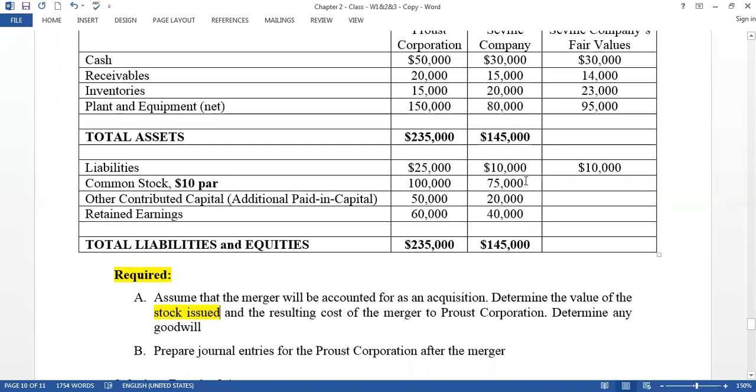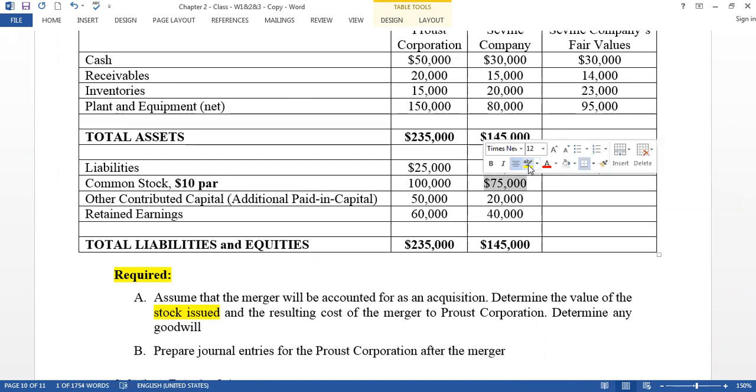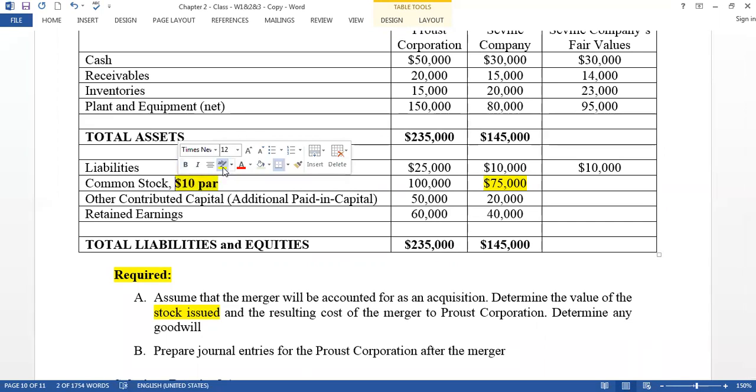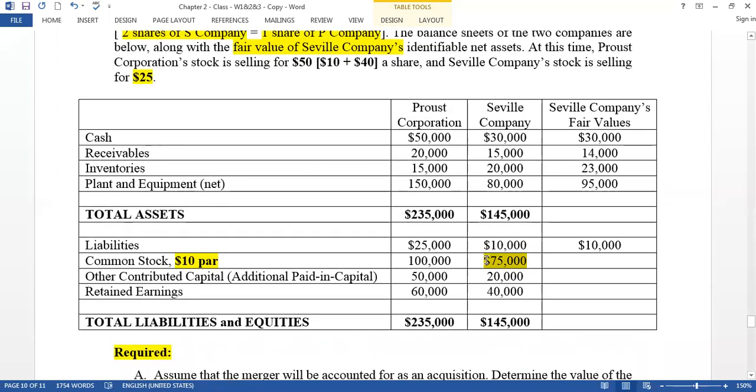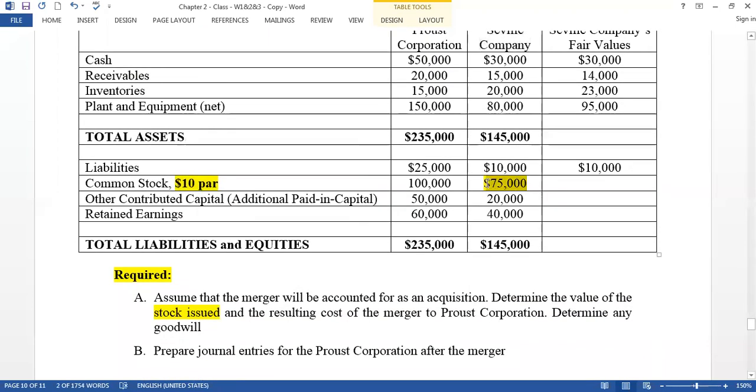Look at here, this is the dollar amount of the subsidiary company's common stock. Try to understand. This is the dollar amount of the subsidiary company's common stock, and this is the par value of the subsidiary company and the par value of the parent company. Their par value is the same. So according to this information, how many shares are available for the subsidiary? This is the dollar amount.